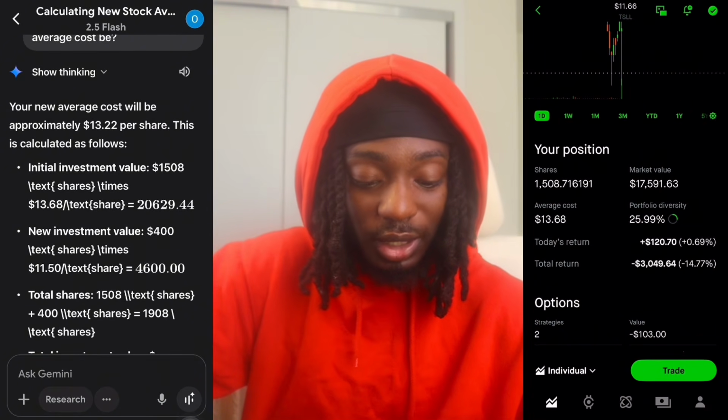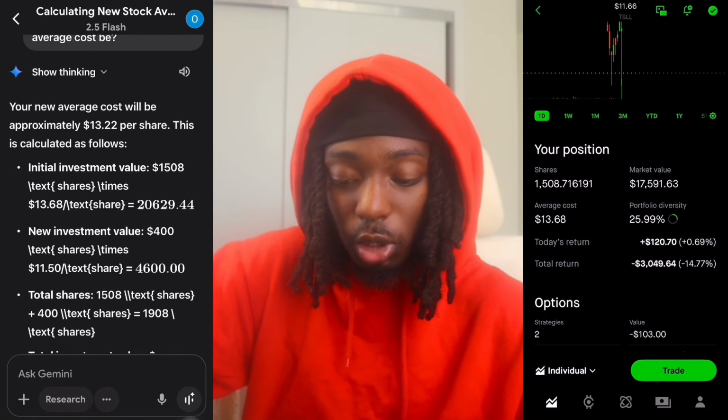It doesn't reflect that, as you guys can see, my market value. So that number was a little bit off. So as I was watching this back, I did realize that that $20,000 number, $20,629.44 to be exact, was actually an accurate number. You just gotta add up my market value and the total return, which is the negative. You turn that into positive, add that to my market value, and that's gonna give you that $20,000.